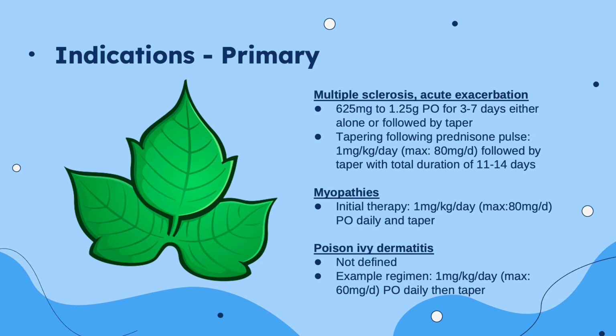developing glucocorticoid-associated myopathies. For poison ivy dermatitis, which is in the severe case of greater than 50% of the body, it is used as an adjunct, and optimal dosing is not defined, but example regimen will be 1 mg per kg per day with a maximum of 60 mg per day as a single dose, then taper over 2 to 3 weeks.